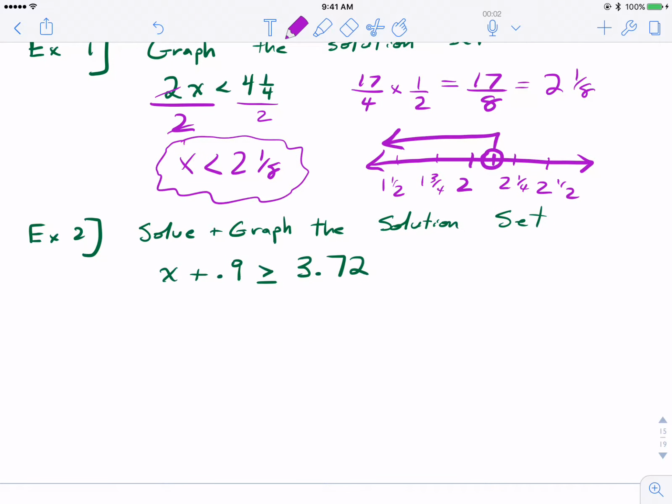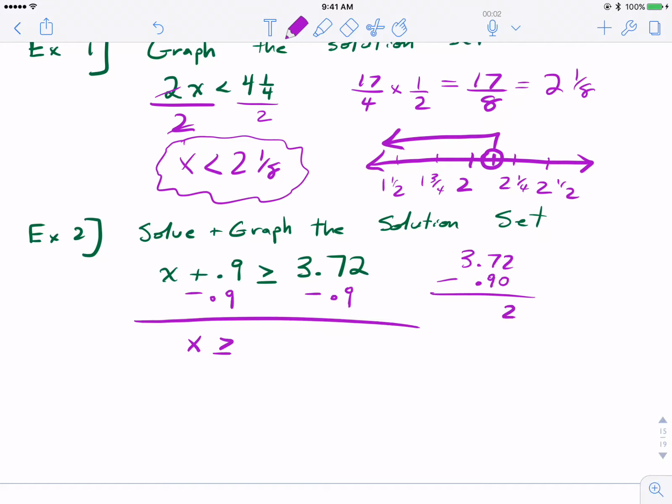So for number 2, we're going to do the exact same thing. I'm going to subtract 0.9 to get started. Okay, 3.72 minus 0.9. That's going to be 2.82. Okay, and we're all solved for it. X is greater than or equal to 2.82.